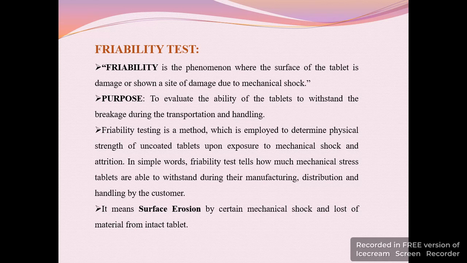So it means that, for example, during transportation, distribution or manufacturing, let's suppose you are going to shift the medicines or tablets from one area to another, your tablet should be able to show some resistance against that mechanical stress. Otherwise, there is surface erosion by mechanical shock and loss of material from the intact tablet.